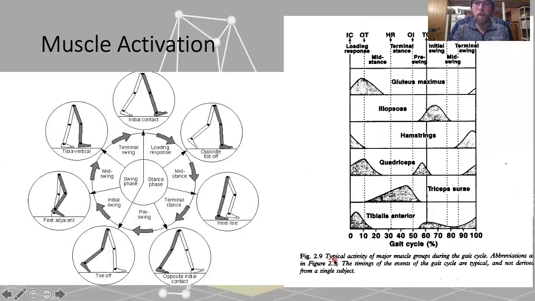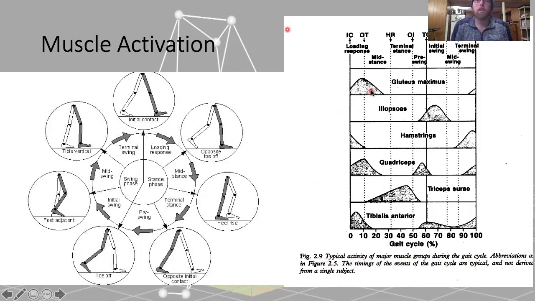We have the description down here: typical activity of major muscle groups during the gait cycle. It kind of runs off the page, but the abbreviations here match up with this diagram over here. So what about the gluteus maximus at initial loading response? This makes sense. At initial contact, glute max makes a lot of sense.